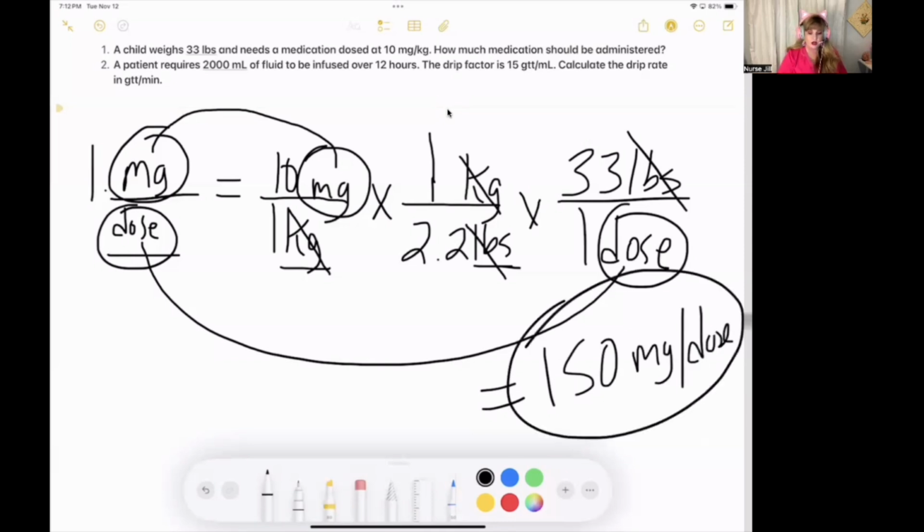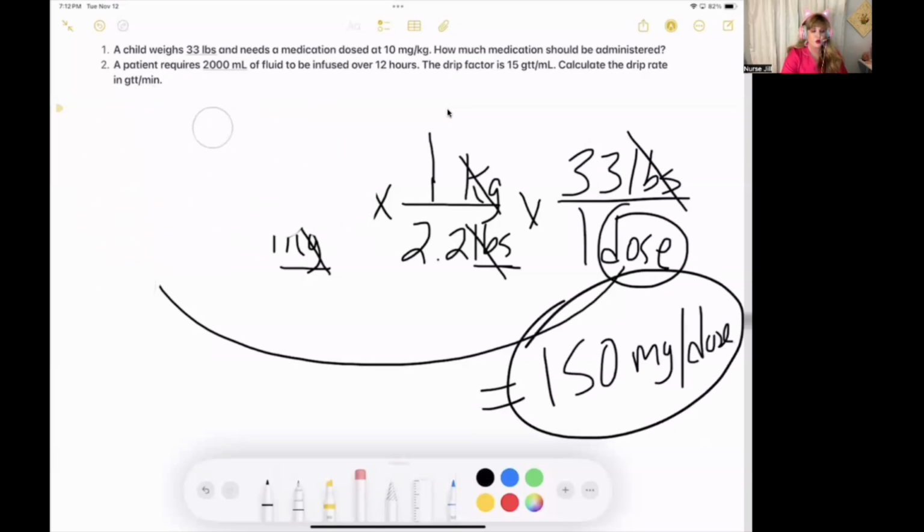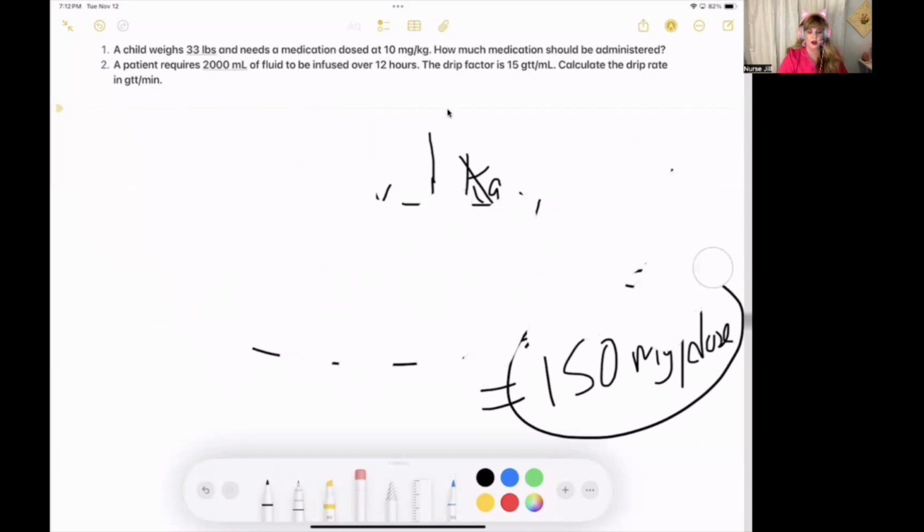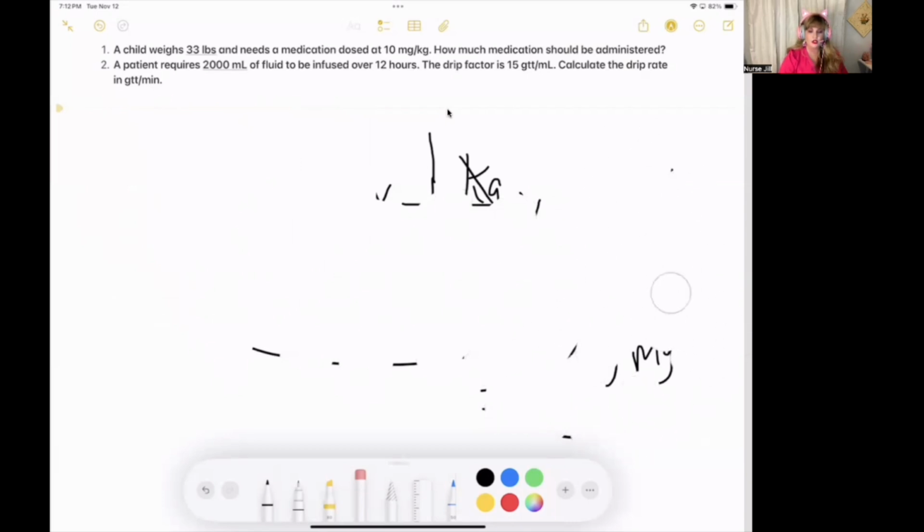Okay, so let's look at another. Let's look at number 2. A patient requires 2,000 milliliters of fluid to be infused over 12 hours. The drip factor is 15 drops per ml. Calculate the drip rate in drops per minute.